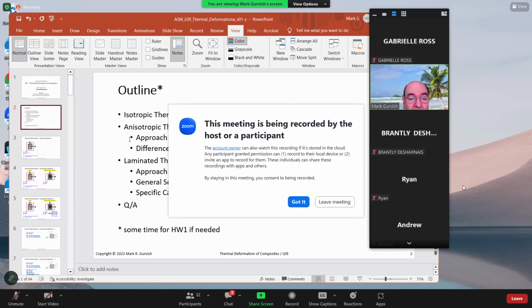So the first bullet is isotropic thermal deformation. Next will be to move to the anisotropic definition of thermal deformation. And here we will cover primarily two directions. One is what is the approach to analyze it. And the second important consideration would be what is the fundamental difference between anisotropic and isotropic materials with respect to this type of phenomenon, namely thermal deformation. And after that, we will move to generalization. We will apply this topic to laminated materials, yes. And again, we'll cover approach, general solution, and specific cases.